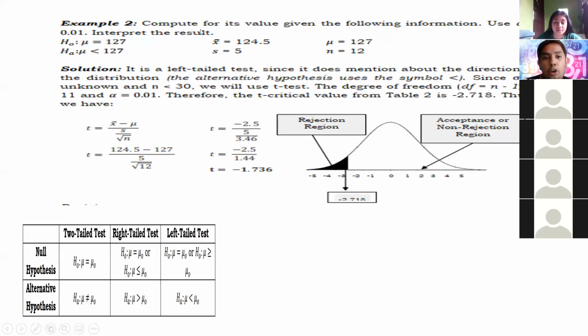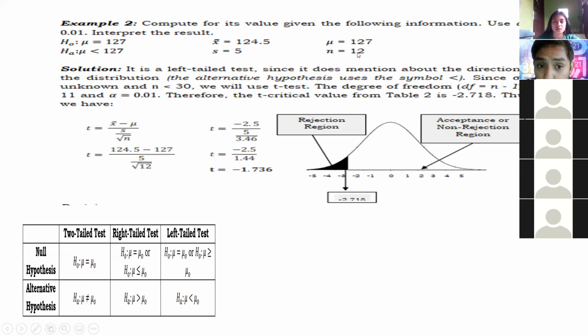This is example number 2. Compute for its value given the following. Alpha is equals to 0.01. So mapapansin natin, our null hypothesis here is mu is equals to 127. Our alternative hypothesis is mu is less than 127. So if that is less than, that will be one directional, at left-tailed siya. Kaya mapansin nyo, left-tailed siya. One directional, left-tailed.